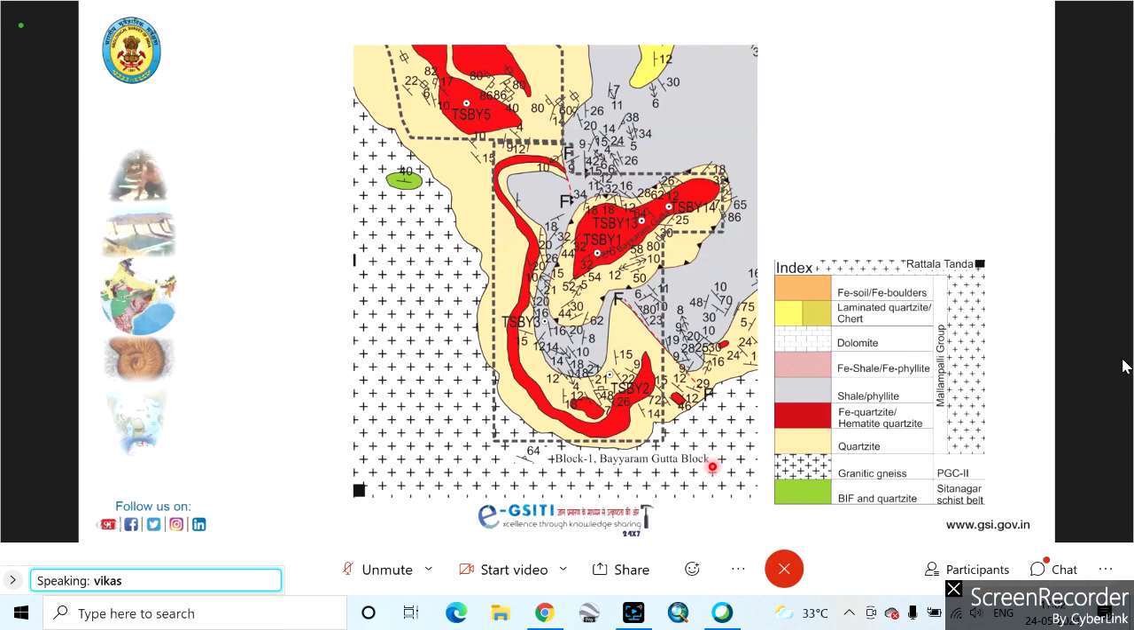Only in this one particular hill, called Bayaram Gutta, are there 2 bands of hematite. But if you go further towards the northwestern side of this area, there is only a single band, which is actually the lower band you are seeing here in an ear shape, and it continues further to the northwestern side.